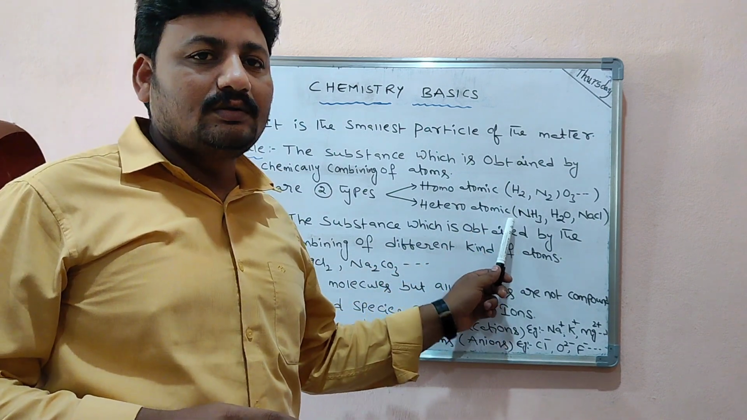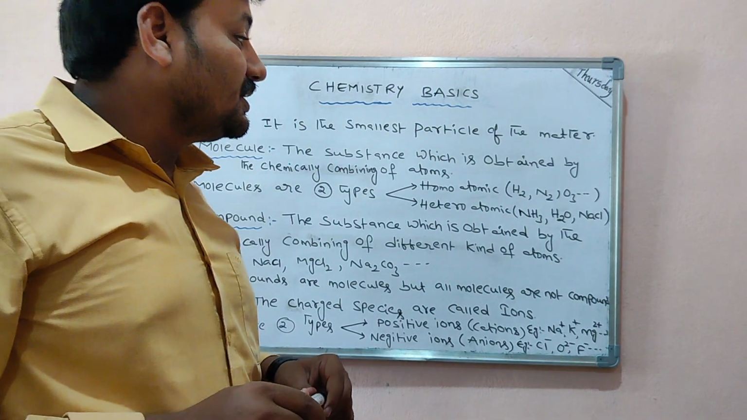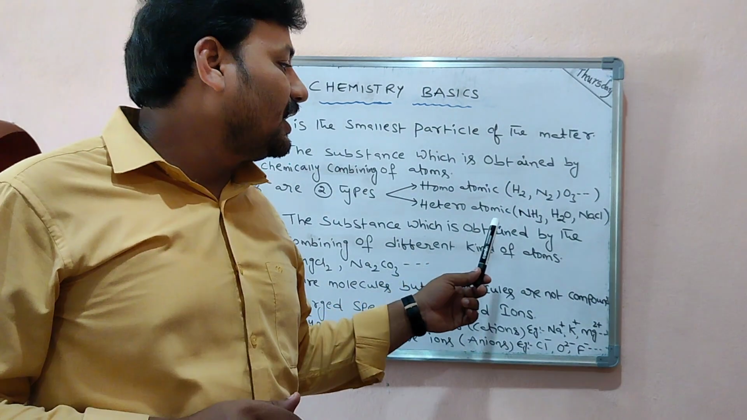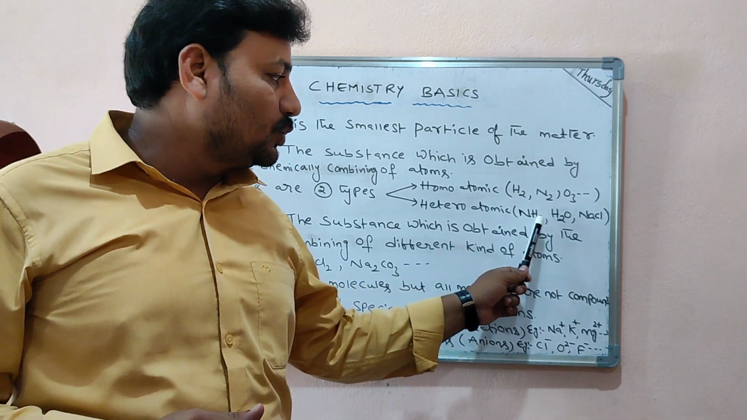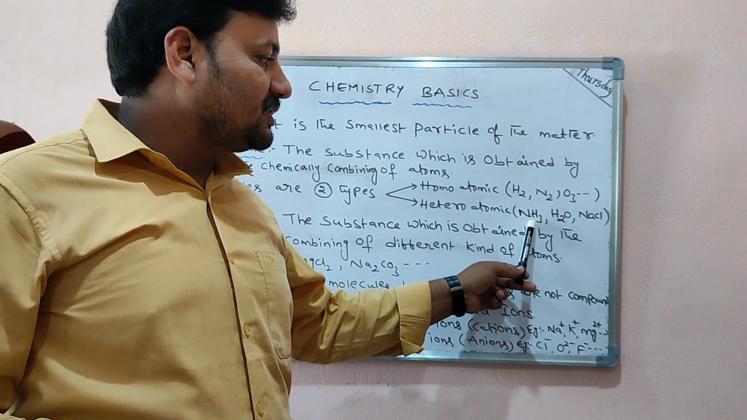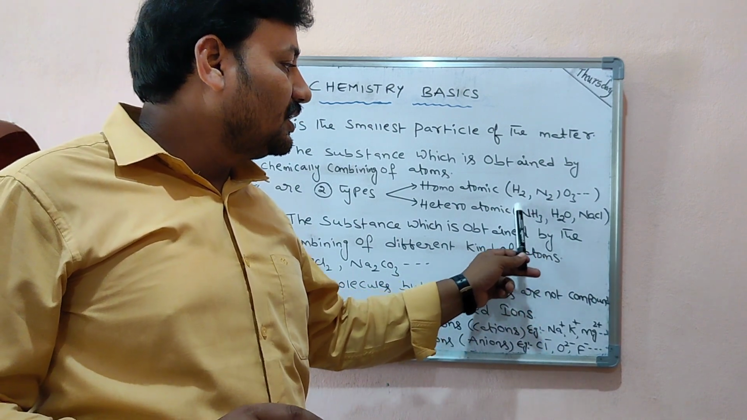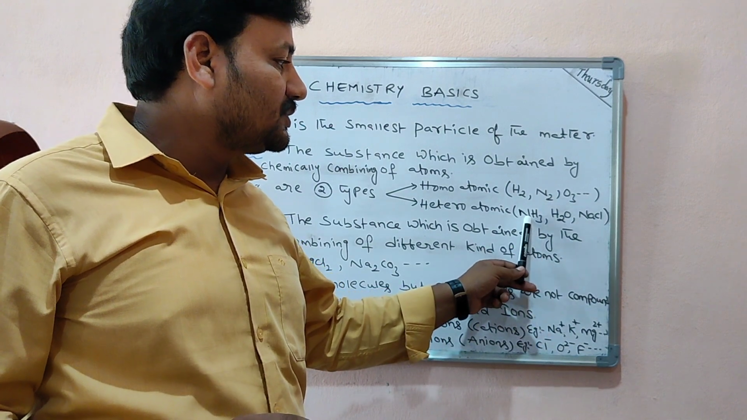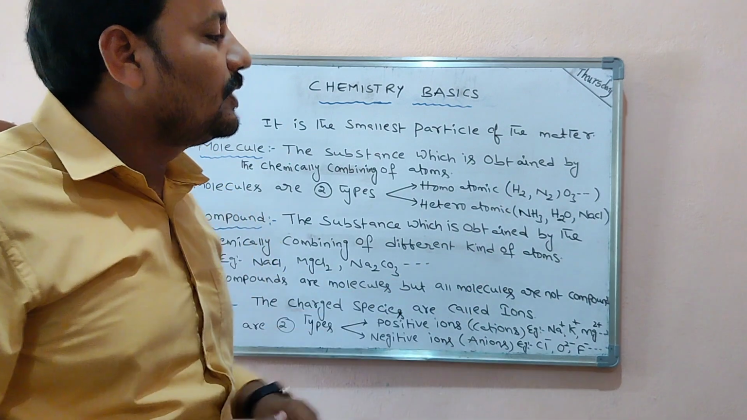Heteroatomic molecule. Hetero means the molecules are formed by the combination of different atoms. Here, two types of atoms are there in the NH3 molecule: nitrogen plus hydrogen. Nitrogen has one atom, hydrogen three atoms. Totally this molecule has four atoms, but in these four atoms, two different types of atoms are there. That's why it's called a heteroatomic molecule.